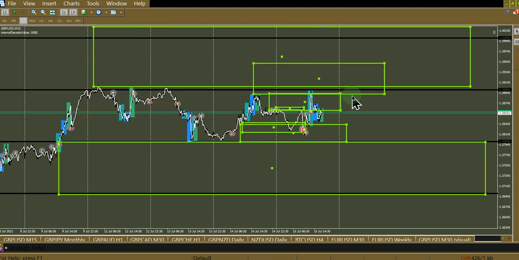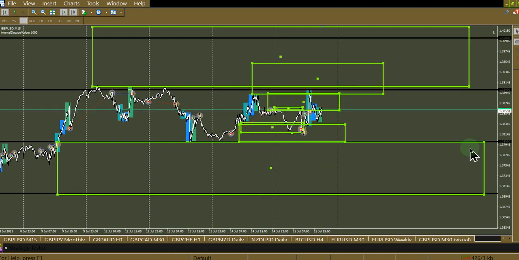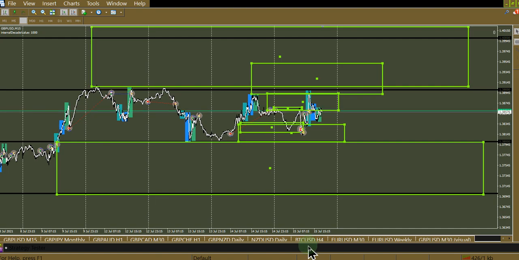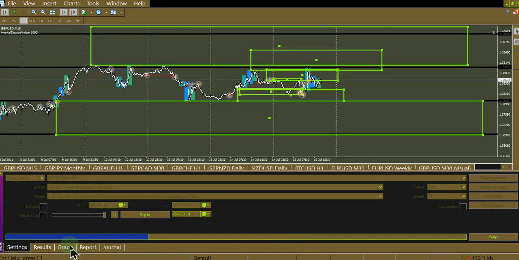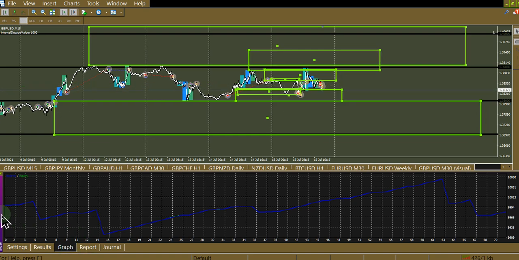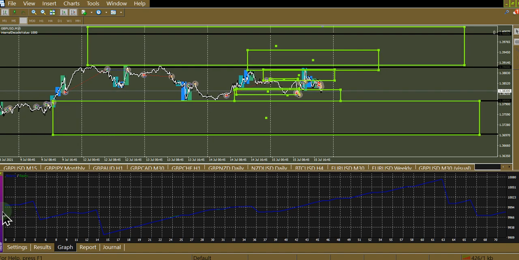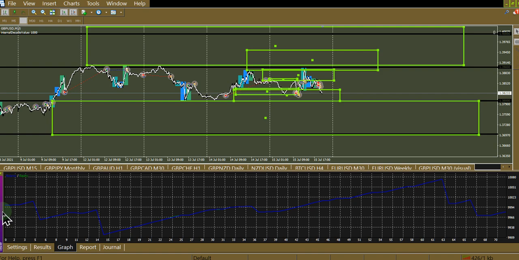How's the robot doing, by the way? It's MACD on a 15-minute chart. It's probably getting butchered. It's getting butchered. I don't think it's making any money on the 15. It's getting whipsawed. Let's see. Hey, it's kind of making money. It's doing the best it can. We're all doing the best we can.